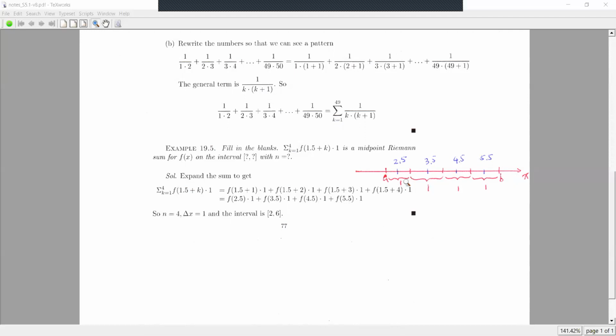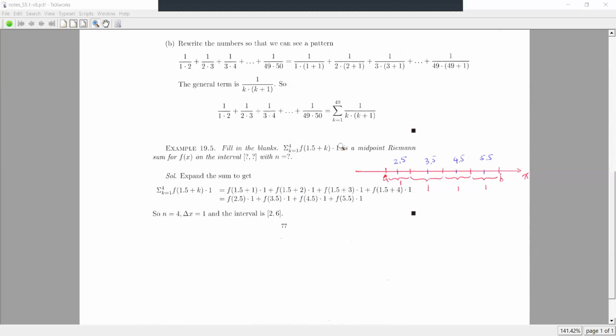Now, each subinterval, the length is 1. Then, what is A? What is B? Okay. From this point to this point, the length is 1. The midpoint is 2.5. So what is A? A should be 2. And this point is number 3. Then similarly, how to tell B? From this point to B, the length is 1. The midpoint is 5.5. Then what is B? B is 6. So the interval is 2 to 6.